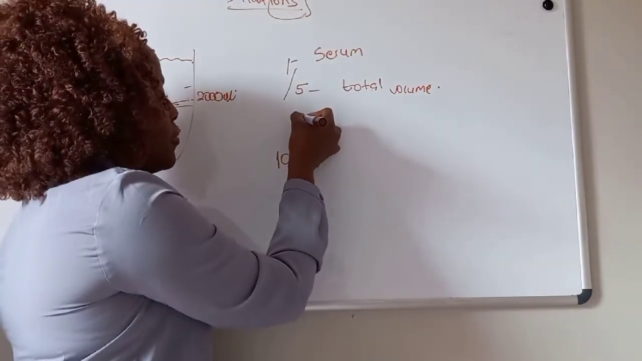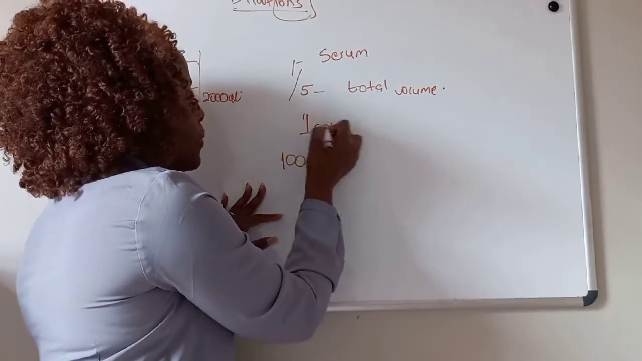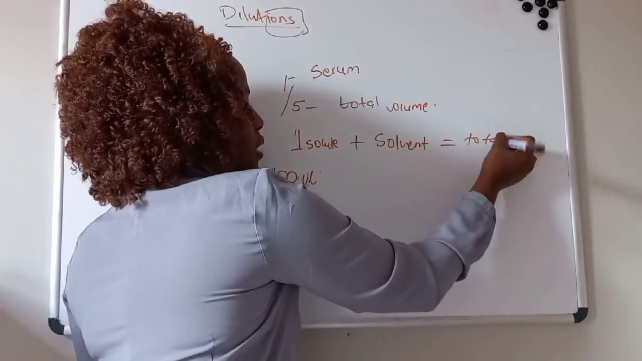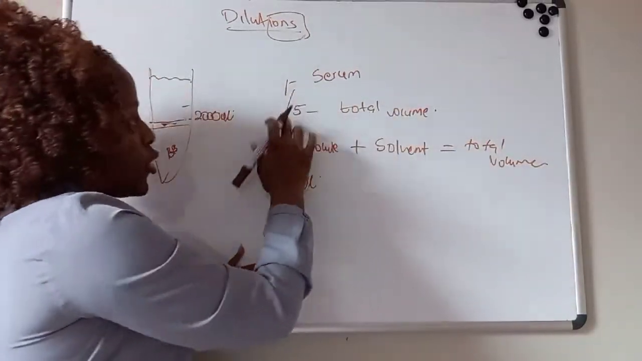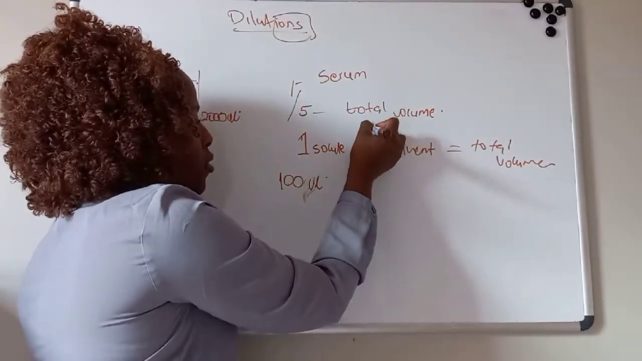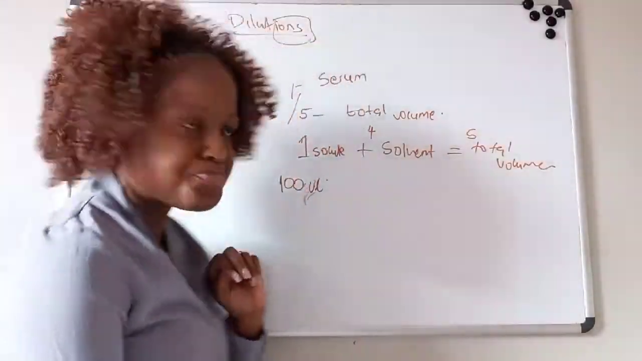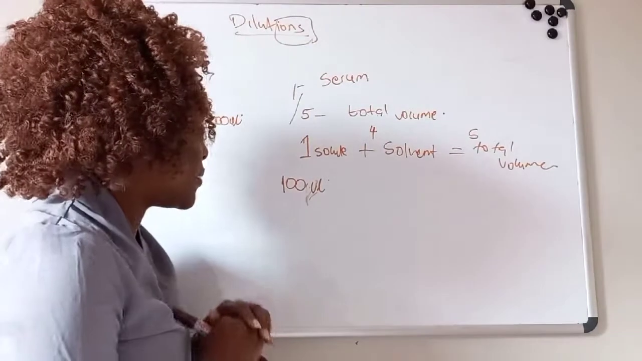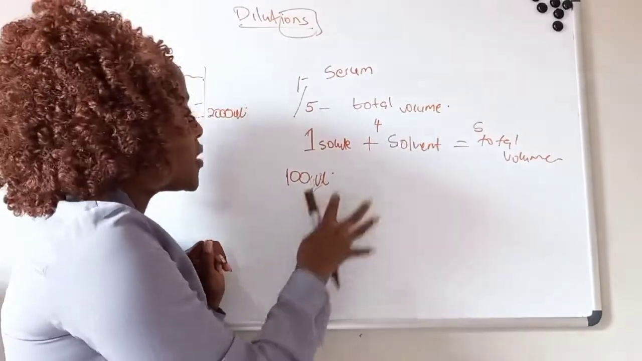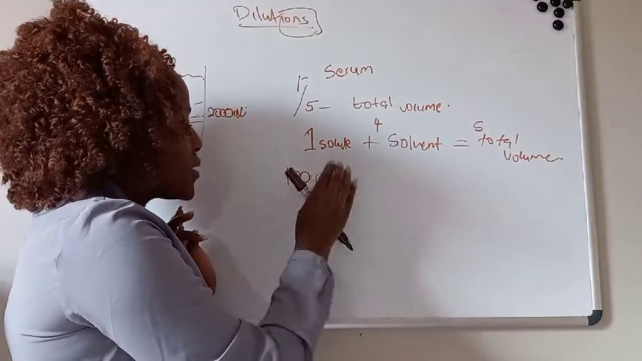So let me try to simplify. This is 1 glass of your, let's say, solute, which is your 1 part, plus your solvent. It gives you a total volume. And according to the dilution that we need to do, it means we need to have 1 part of solute and 4 parts of solvent, and our total volume is going to be 5. That's what we got from our dilution statement. So now you have decided that you're going to use 100 microliters for your serum. So it means for your part of solute, you already have 100 microliters.